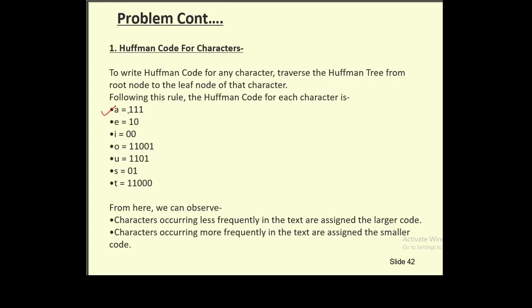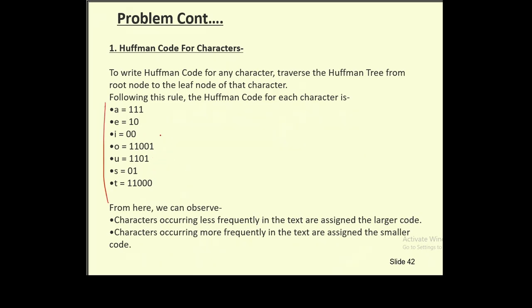So code for A will be 111, E 10, I 00, and O 11001, U 1101, and so on. So from here we can observe that characters occurring less frequently in the text are assigned the larger codes, like O, T, U, and characters occurring more frequently in the text are assigned the smaller codes, like A, E, I, S. This is the use of the Huffman coding.